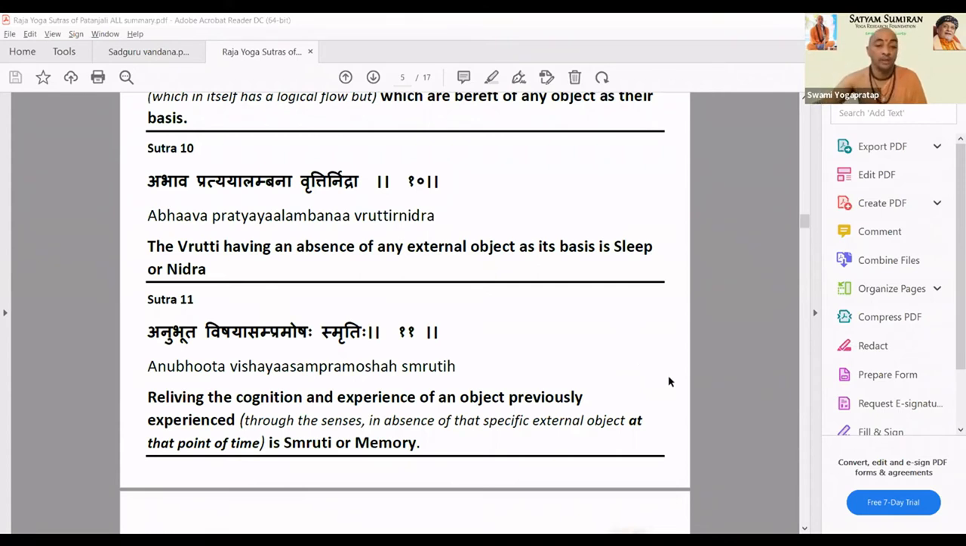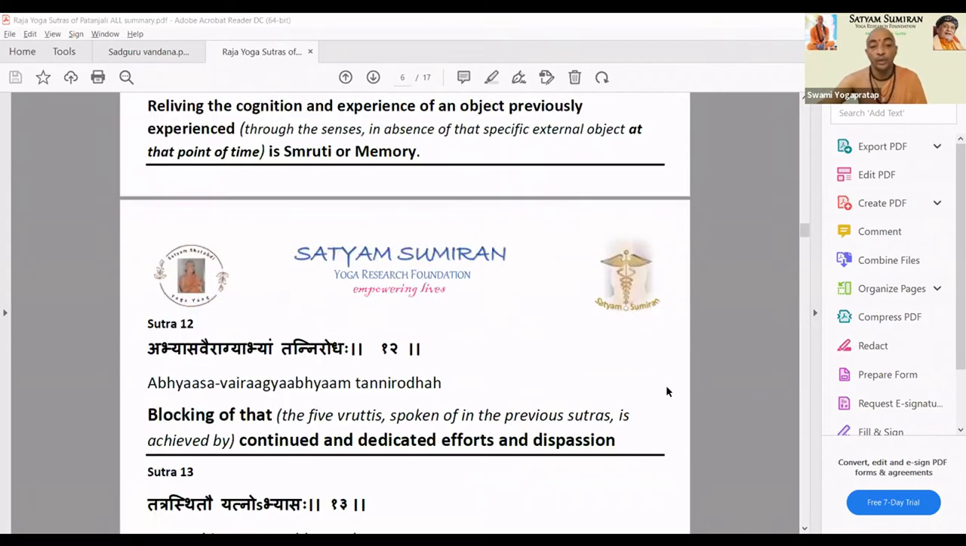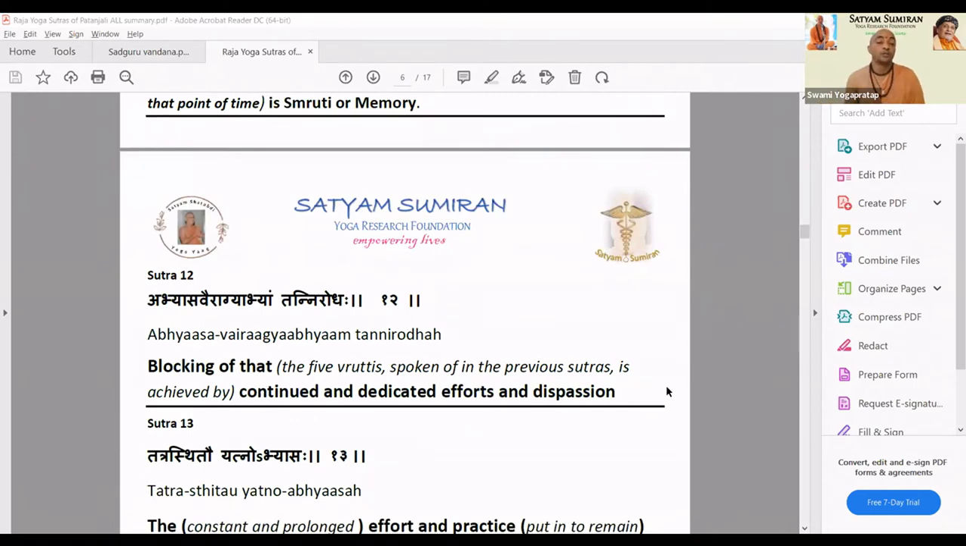That is memory. Okay. So these are the 5 vrittis which can cause disturbance, due to which the jivatma identifies with the external world and forgets the swarupa. So then what do we do? To be able to go beyond that, we need something.